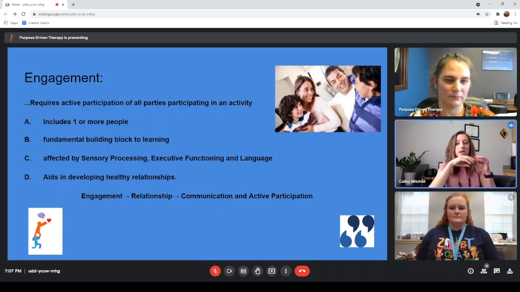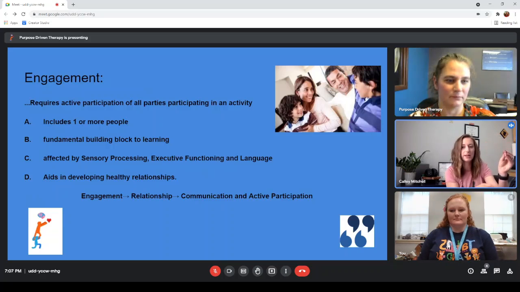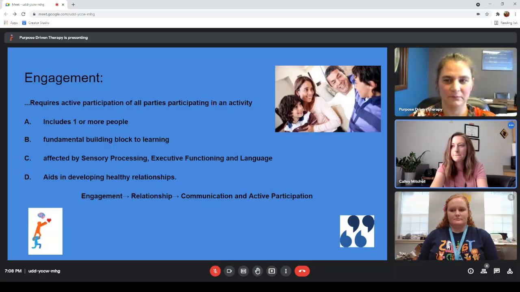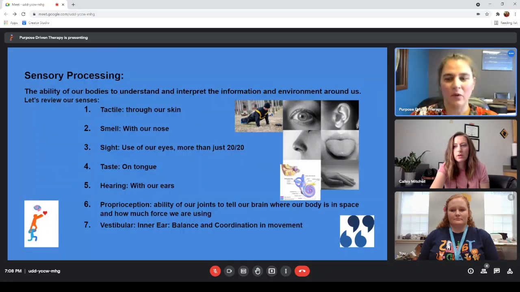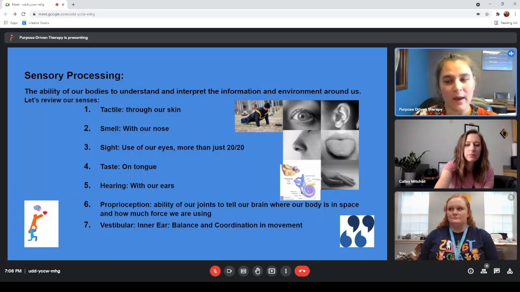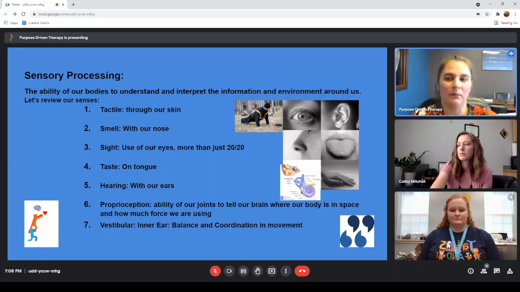Starting right at the moment of birth, we start learning how to engage. So this is how it works. It's engagement, we build relationships, and then we have communication and active participation. Okay, so sensory processing, what does that mean? It's our brain's ability and our body's ability to interpret the world around us, and then for us to be able to use that in communicating and interacting with our environment.